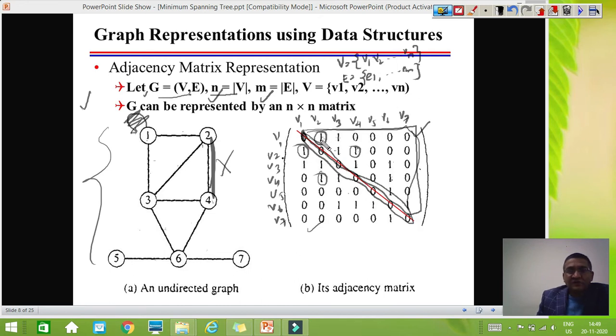So you can see here 1 2 3 4 5 6 7 8 9. That means in the given graph we have 9 edges. We can count here 1 2 3 4 5 6 7 8 9. So this is how we can represent any graph using an adjacency matrix.